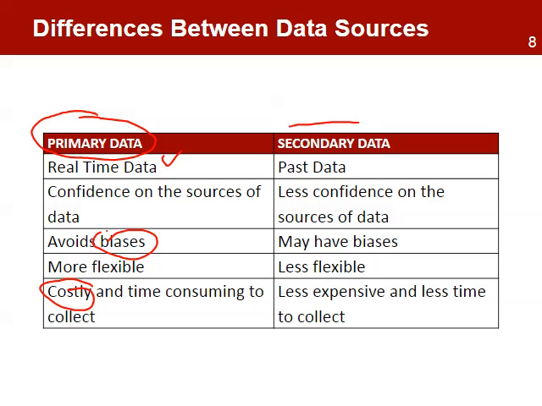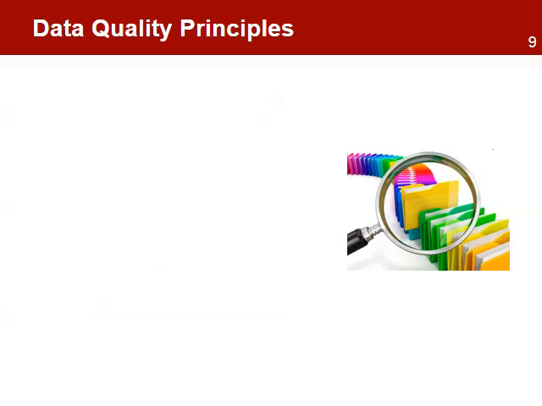Secondary data, on the other hand, is past data, and there is less confidence in the sources of data, it might have some biases, and it is less flexible, but it is less expensive and takes less time to collect. The use of secondary data sources can be a cost-effective approach to monitor the project when secondary sources are used.